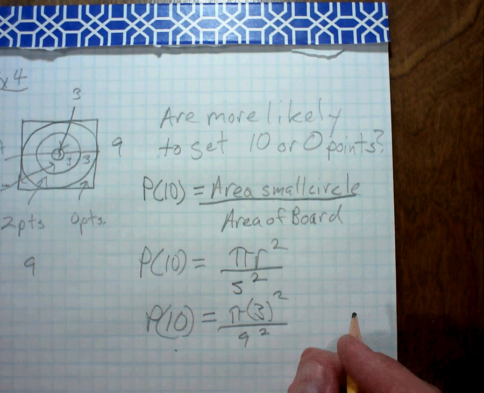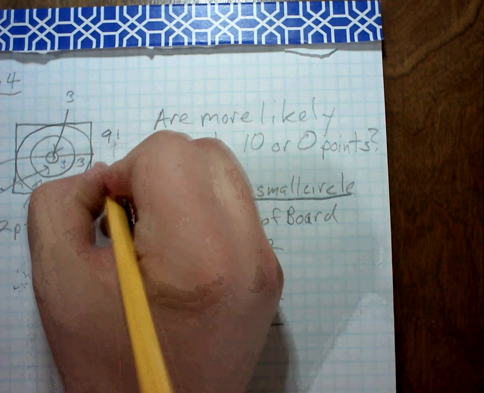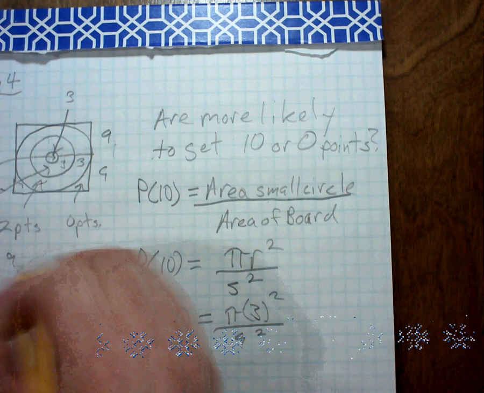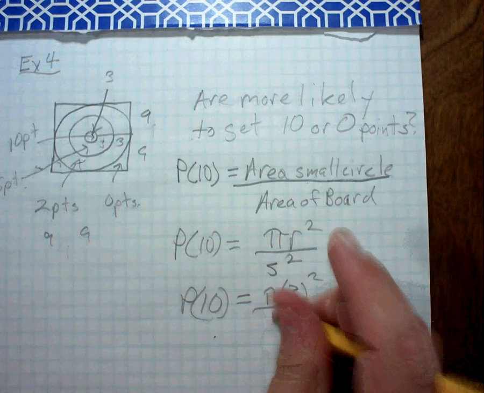Wait, let me think this through. Actually, this is 9, and this is 9, and this is 9, and this is 9 inches. So the side length wouldn't be 9 squared, it'd be 18 squared.